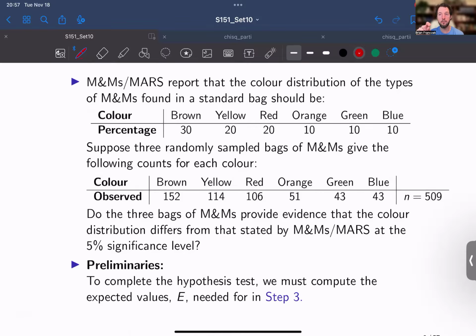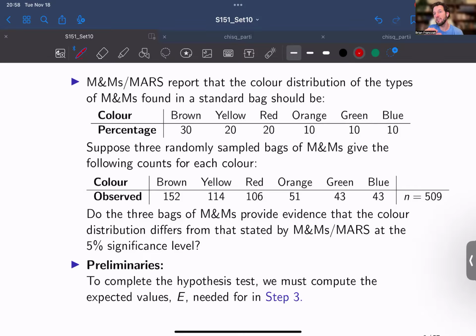It's one qualitative outcome. The outcomes of interest are colors, a qualitative variable. We have a probability associated with each one. So the chi-square goodness of fit test is the test that would apply to this type of data, a qualitative outcome. We have 6 different outcomes, colors that we could observe in a bag of M&Ms. According to the company that makes M&Ms, 30% of the M&Ms should be brown, 20% yellow, 20% red, 10% orange, 10% green, 10% blue.